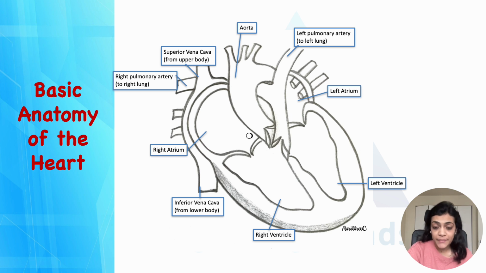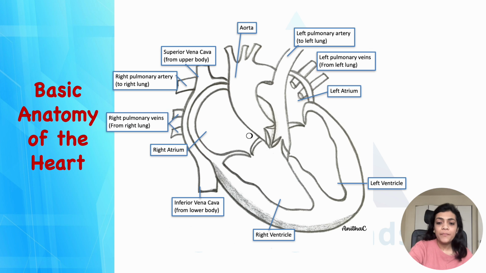Then you have the main pulmonary artery that arises from the right ventricle and bifurcates into the left and the right pulmonary artery. There are 4 pulmonary veins, 2 on each side: the right superior pulmonary vein and the right inferior pulmonary vein on the right side, the left superior pulmonary vein and the left inferior pulmonary vein on the left side. So these constitute the 8 great vessels of the body.